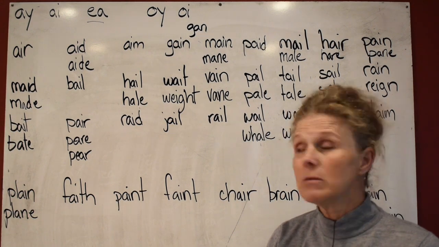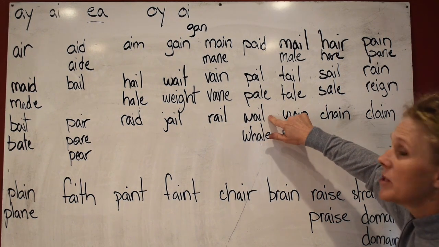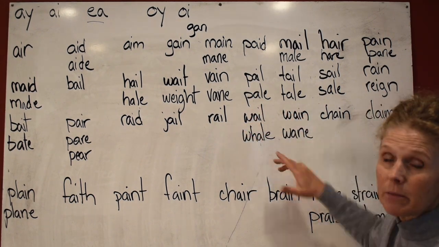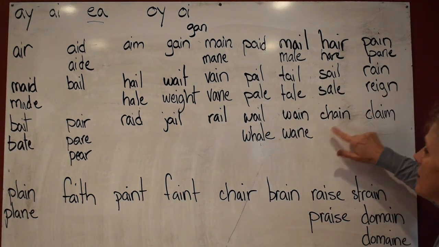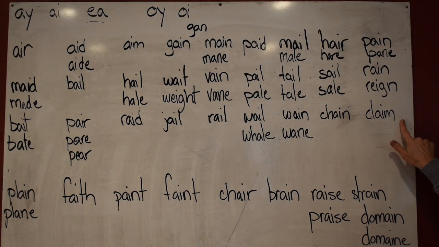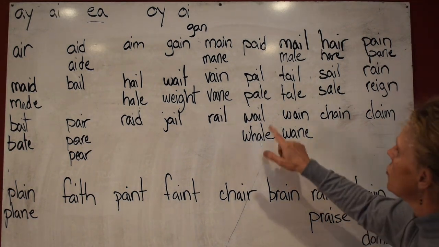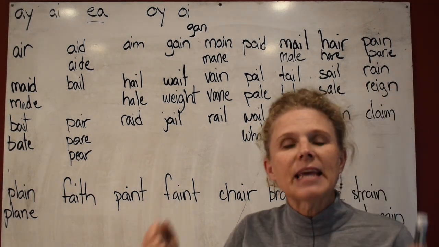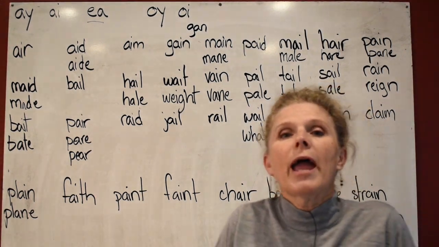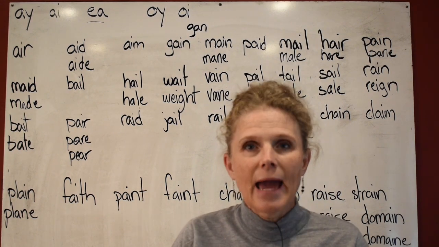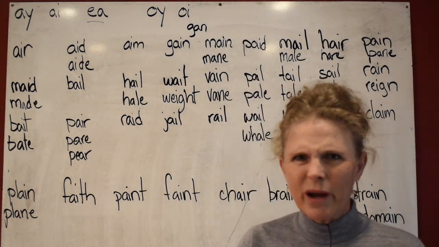Rail, rail. Whale and wail. So this means crying, and this means the big whale in the ocean. Wane and wane. Chain and claim. So just make sure that AI says A, always says A. It's going to say A. AI says A. AY says A, always.